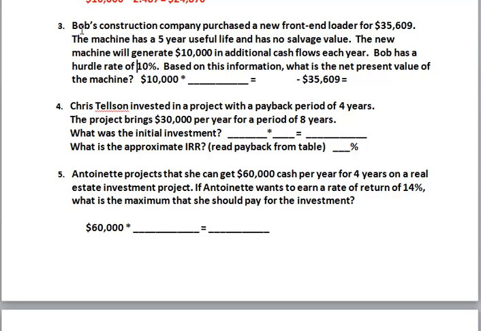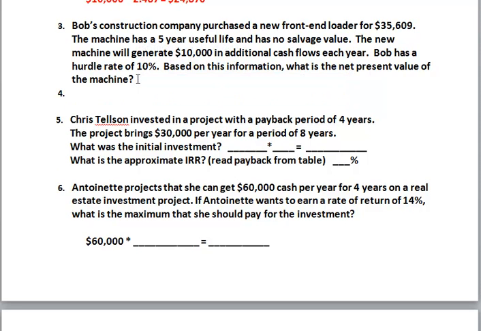Question number 3 says that Bob's construction company purchased a new front-end loader for $35,609. The machine has a 5-year useful life, no salvage value. The new machine will generate $10,000 in additional cash flow each year. Bob has a hurdle rate of 10%. Based on this information, what is the net present value of the machine? So in order to calculate net present value, remember what you're doing is you're taking the present value of the future cash flow and subtracting from it the initial investment.